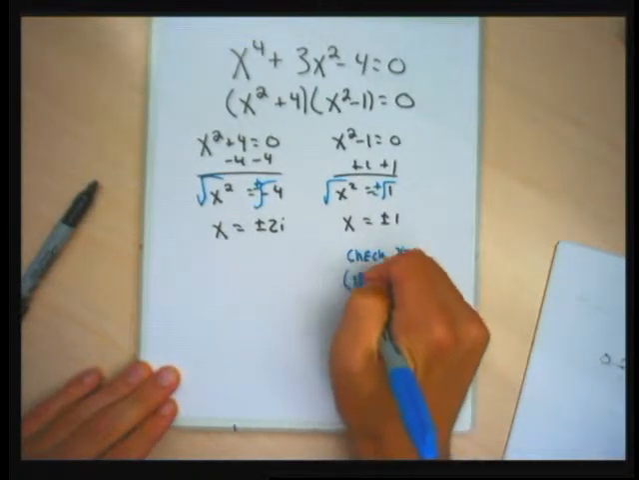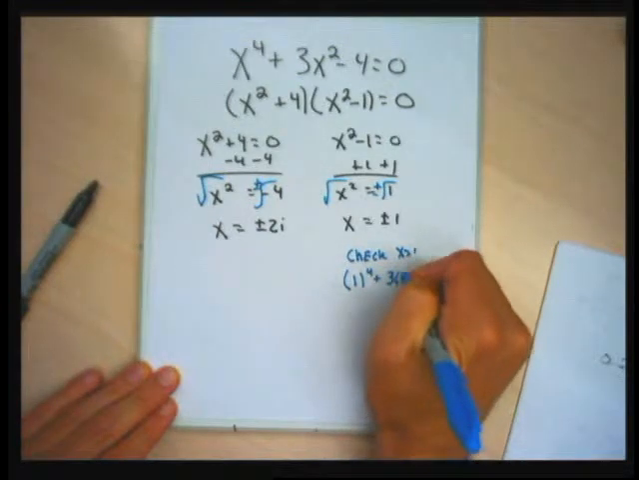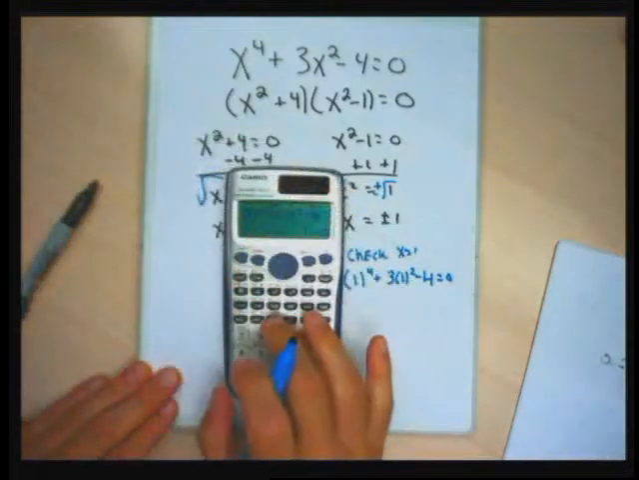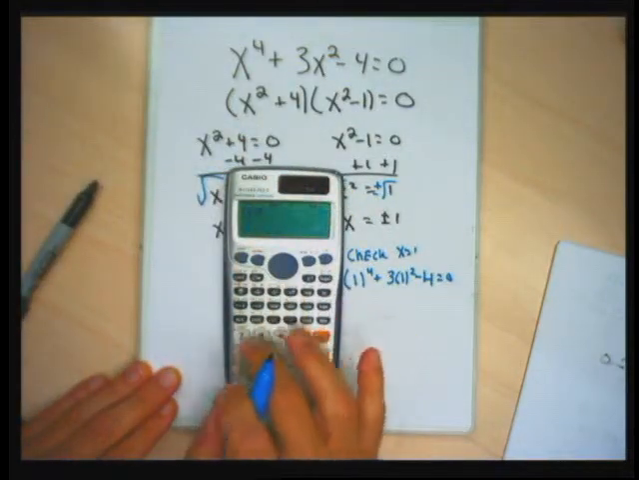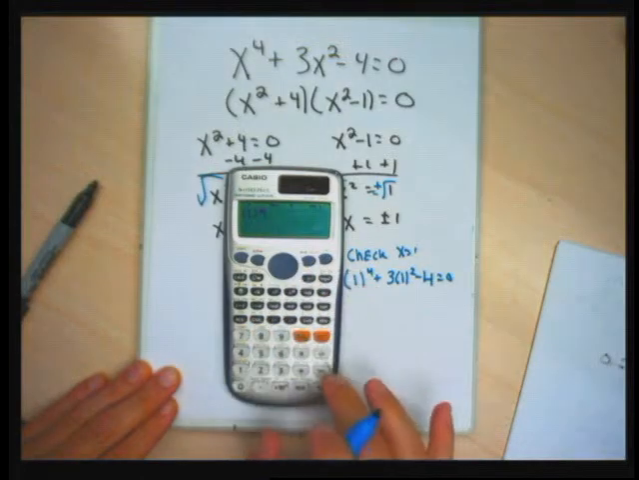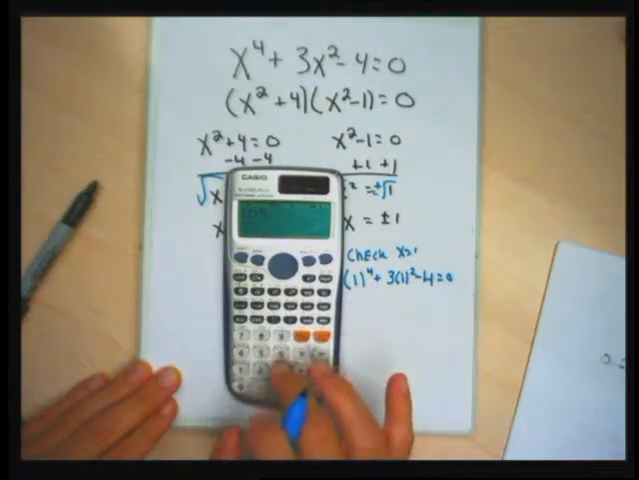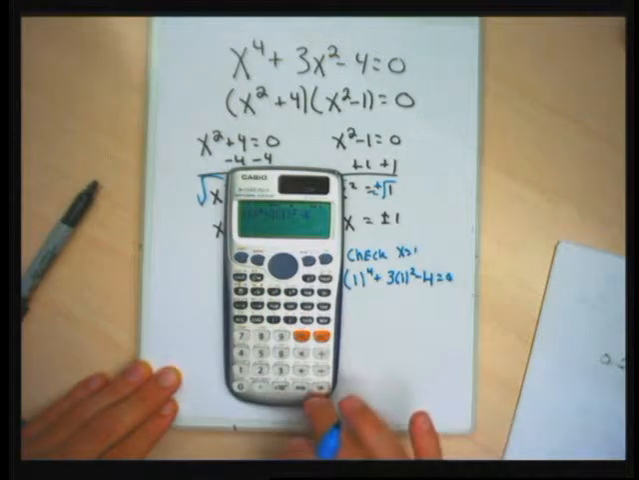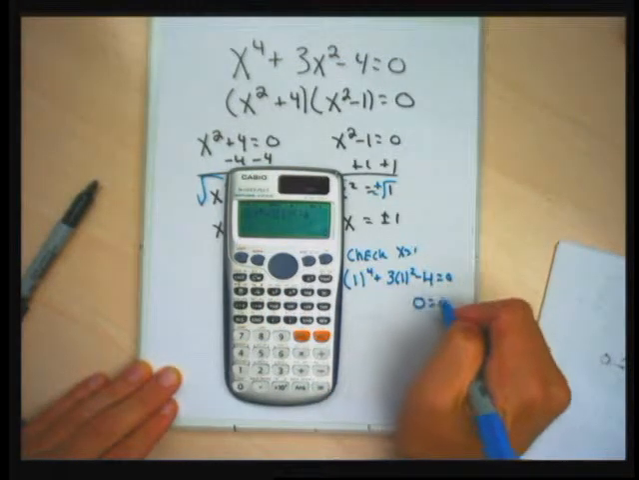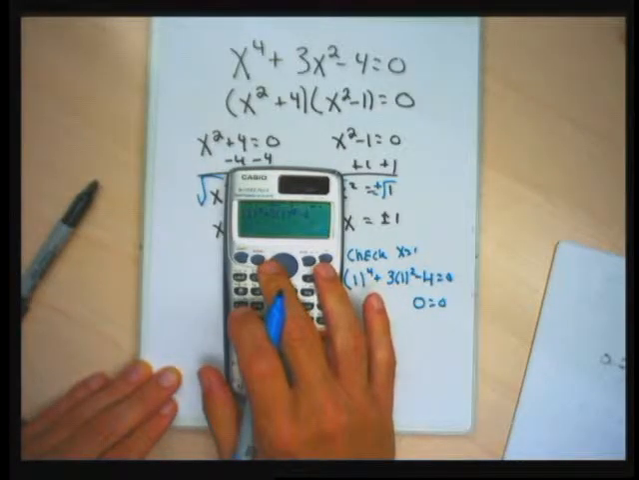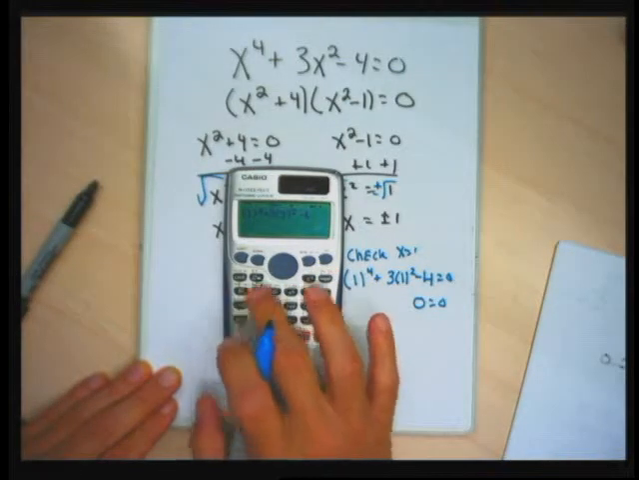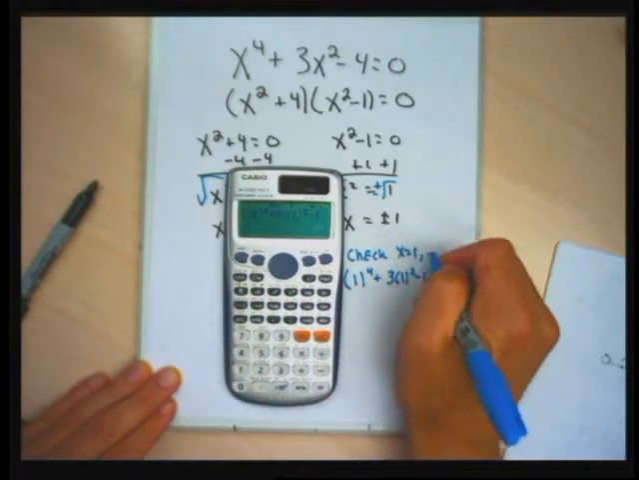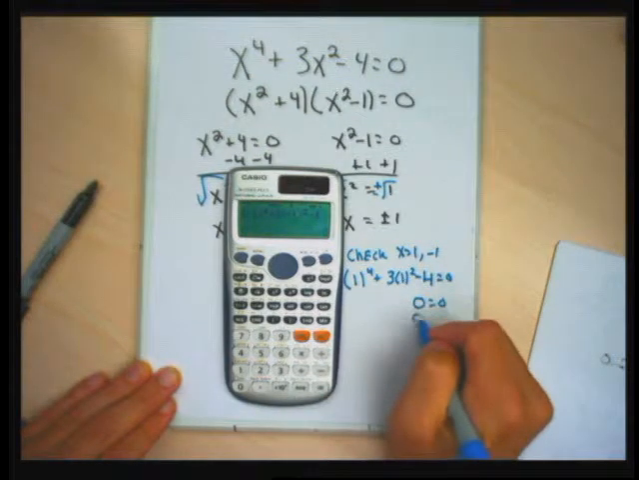I'm going to go 1 to the 4th plus 3 times 1 squared minus 4 equal to 0. So 1 to the 4th plus 3 times 1 squared minus 4, that is, believe it or not, 0 equal to 0. Now I'm going to change these 1's to negative 1's. So now I'm doing the negative 1. I also get 0 equal to 0.